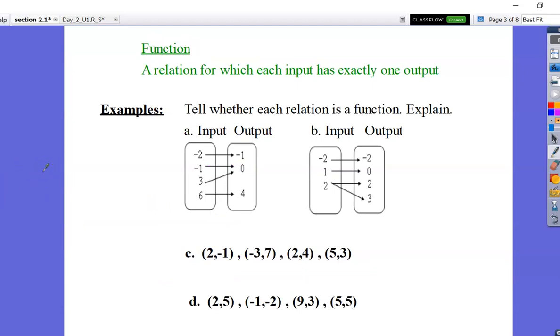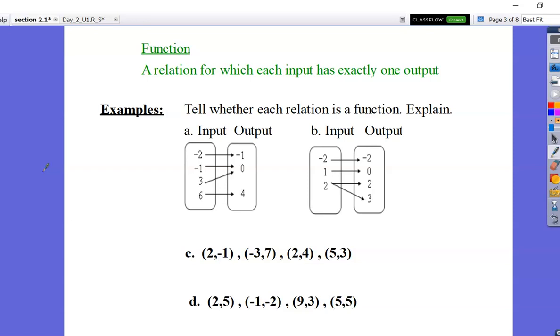And then what is a function? So you can have a relation between any sets of ordered pairs that you want, between any x and y input output that you want. But if it's going to be a function, that means that every input value has to have exactly one output value. So we have a few examples on this page. I'm going to look at example A first. Is this a function, why or why not?